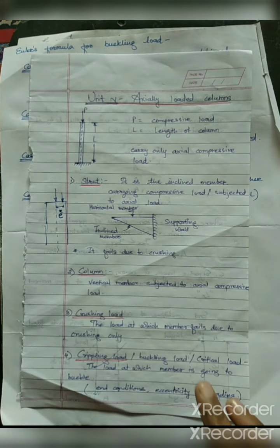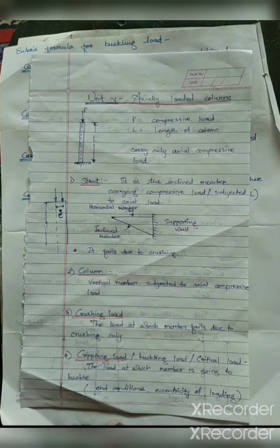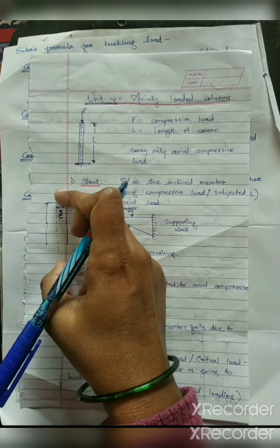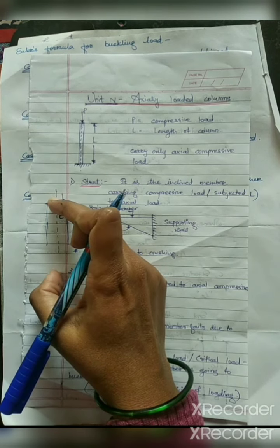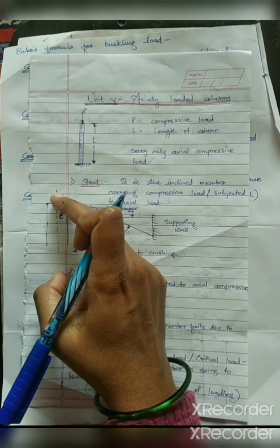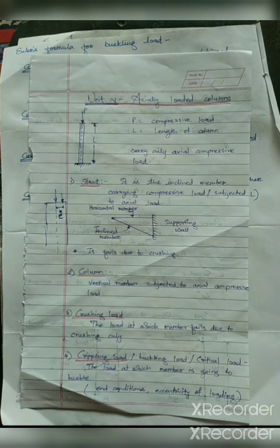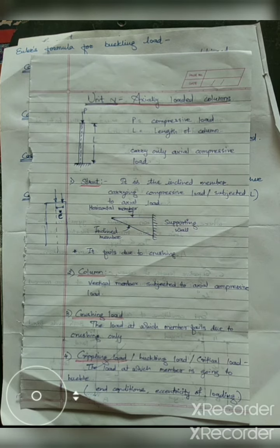Depending upon the eccentricity of the loading and also the end conditions, that means whether both ends of the column are fixed, or one end is free and another end is fixed, or both are hinged, crippling or buckling may happen.